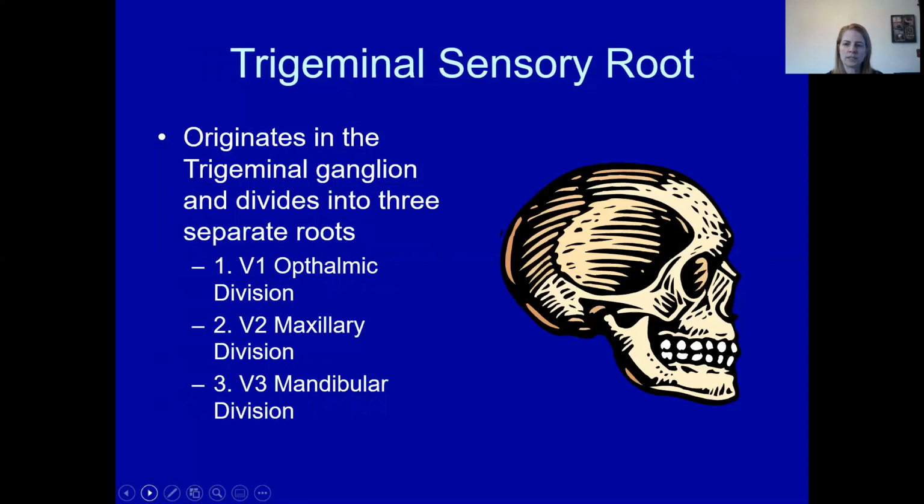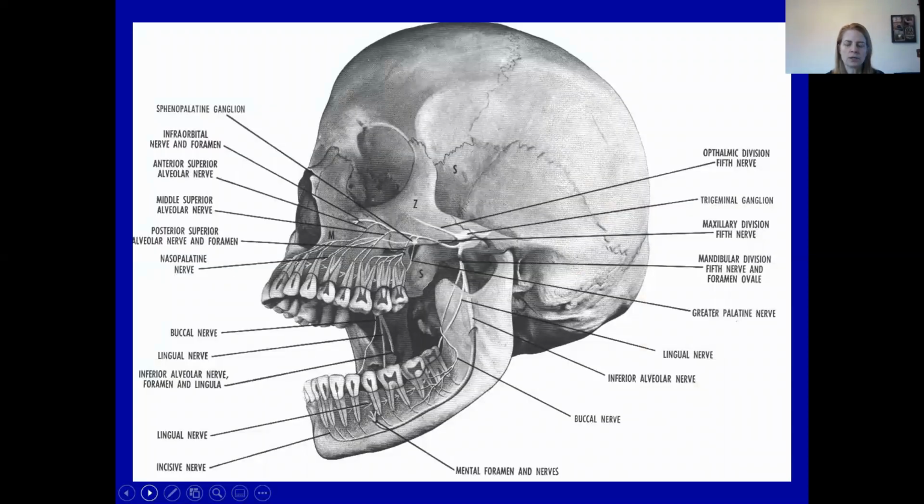Remember, if we're looking at the inside of the skull, we have the superior orbital fissure, and then rotundum, ovale, spinosum, but we're not talking about spinosum in this case. Here's a picture of a skull showing the ophthalmic division heading off after the trigeminal ganglion. So our ophthalmic division goes through the superior orbital fissure, our V2 division, our maxillary division, goes through the foramen rotundum, and our V3 division is going to be going through the foramen ovale and going to the mandibular area.